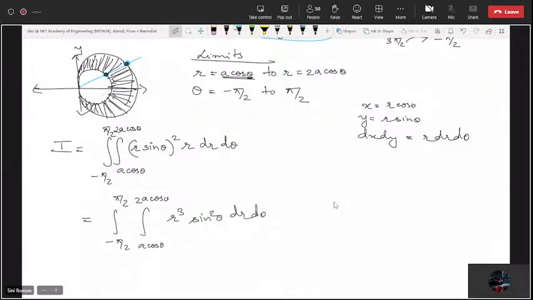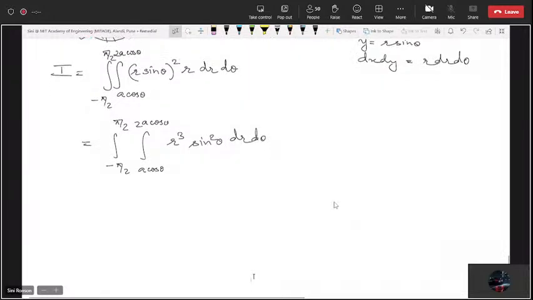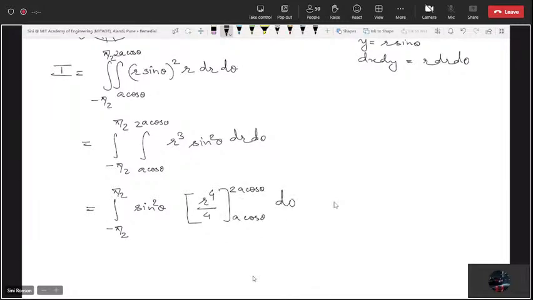So tell me, for the first integration, what will remain constant, students? For the first integration, the integration is with respect to which variable? Sin squared theta will be kept constant. Good. And what is the integration of r cube with respect to r? r⁴/4. Very good.